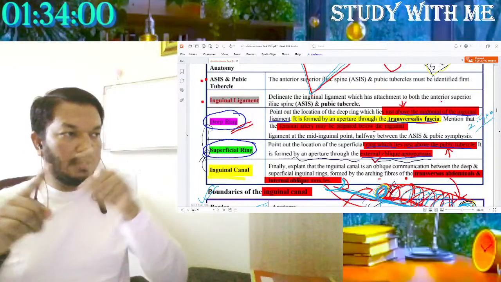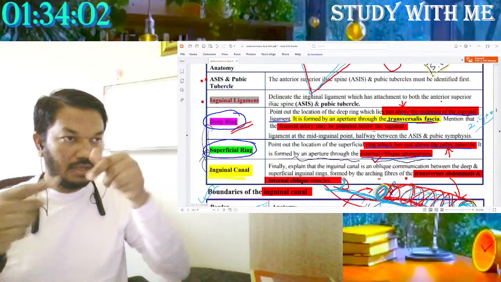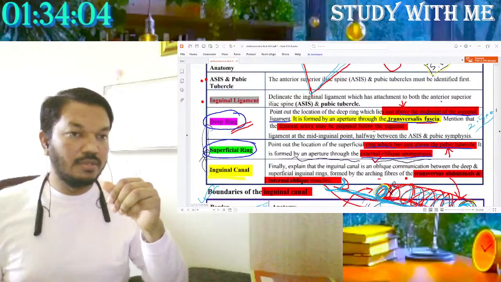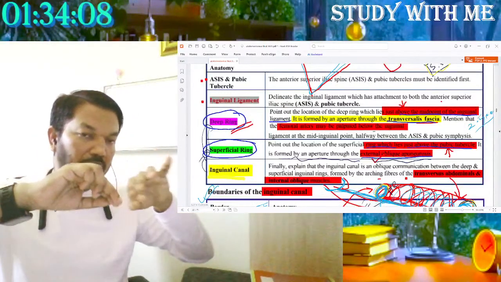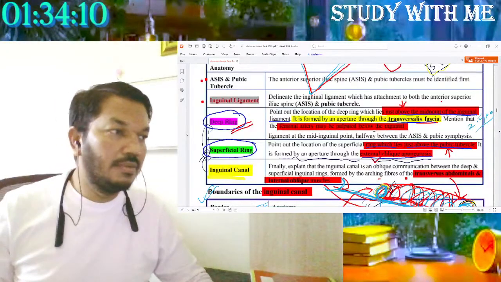So anterior superior iliac spine and pubic tubercle, this is the midpoint, and just below, 1.25 centimeter below, is the femoral artery, and just medial to the femoral artery will be which one?